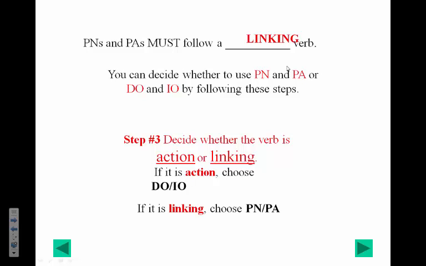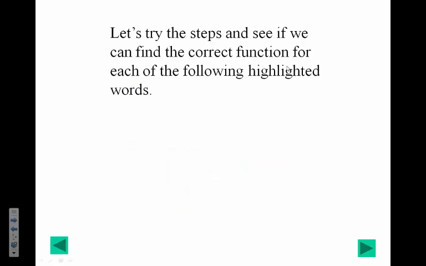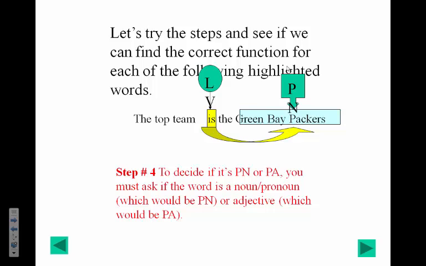Going back to the whole prepositional phrase thing, the reason that we cross those out, remember, is that the only thing inside a prepositional phrase is a preposition and the object of a preposition. So you're never going to find a predicate nominative or a predicate adjective inside a prepositional phrase. Okay, so this is one example, just to recap. The top team is the Green Bay Packers. To decide if it's a predicate nominative or predicate adjective, you have to ask if the word is a noun or pronoun, which would be PN, or an adjective, which would be a PA, remember.